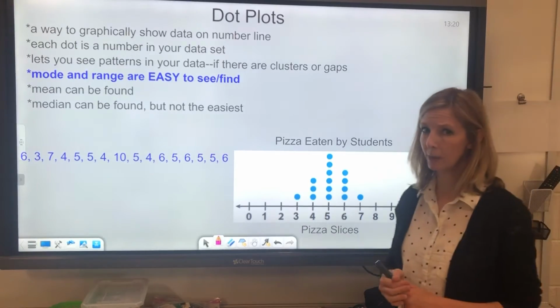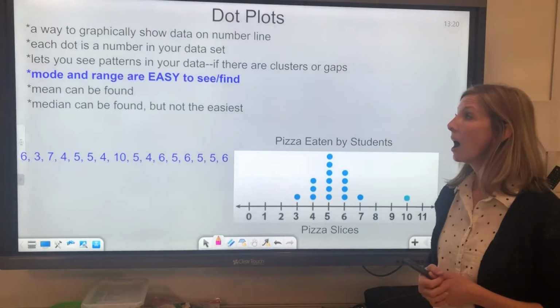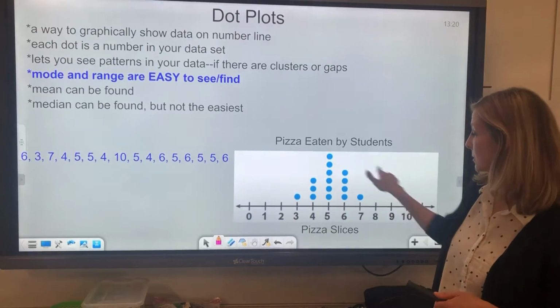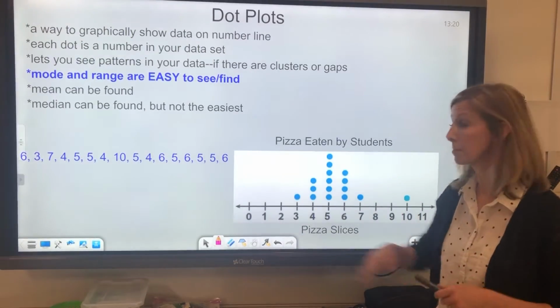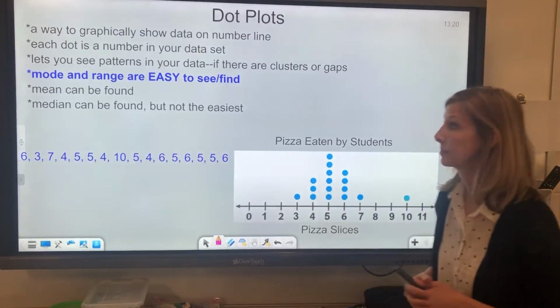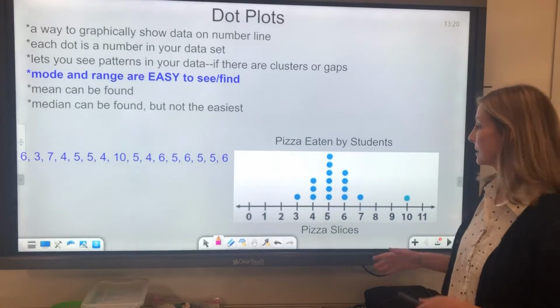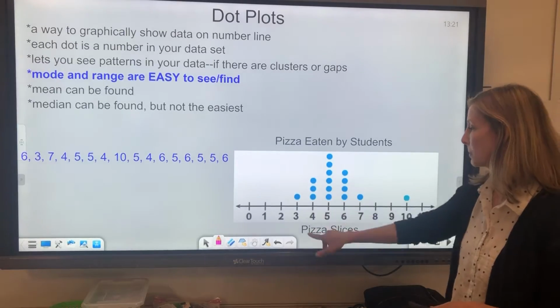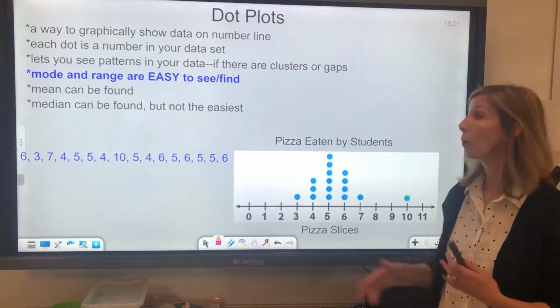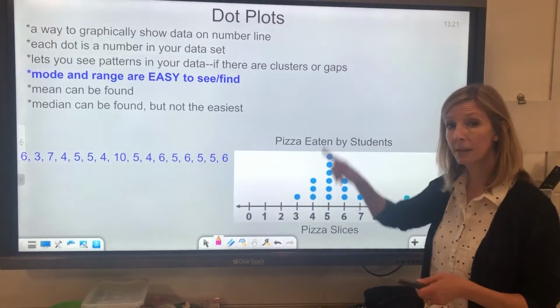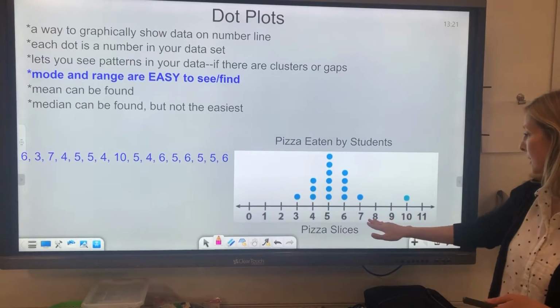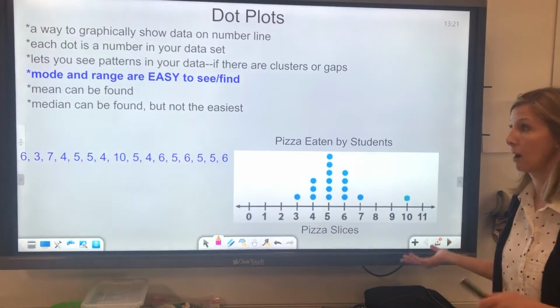You've probably seen dot plots in elementary school. Something to remember is that each dot that you see in a dot plot is actually a number from your data set. The nice thing about a dot plot is it lets you see patterns. For example, I can see where most of my data is clustered between 3 and 7. Or I could see if there was a gap in my data. For example, nothing between the 7 and the 10. That would be a gap.